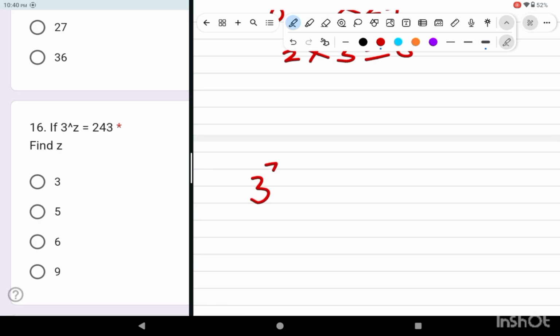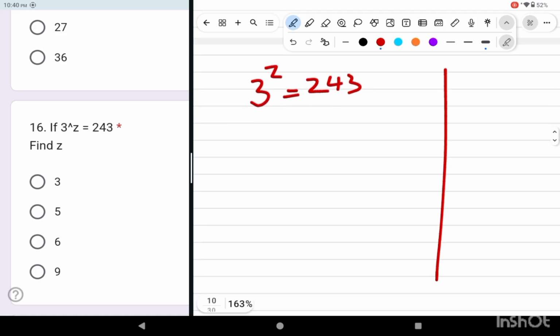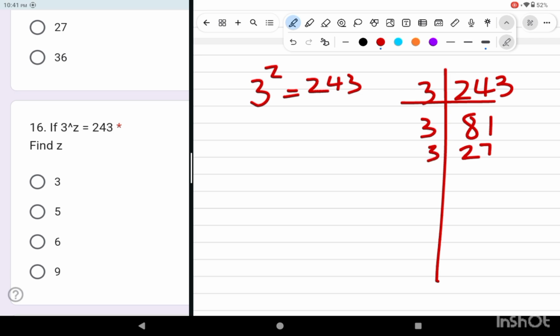Question 16. 3 raised to power z is equal to 243. Convert 243 to index number. We can do this by prime factorization, as you can see it written. So 3 can divide 81, 81 divided by 3, 27, 27 divided by 3, 9, 9 divided by 3, 3, and 3 divided by 3, 1.